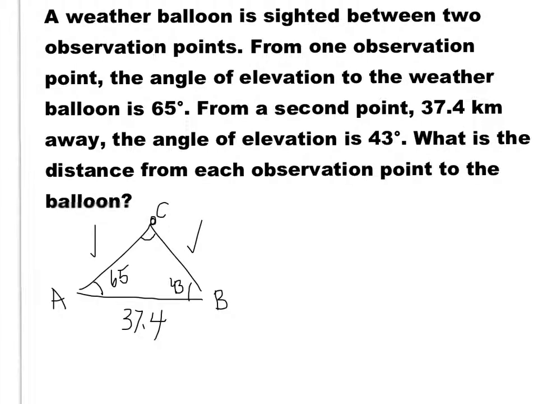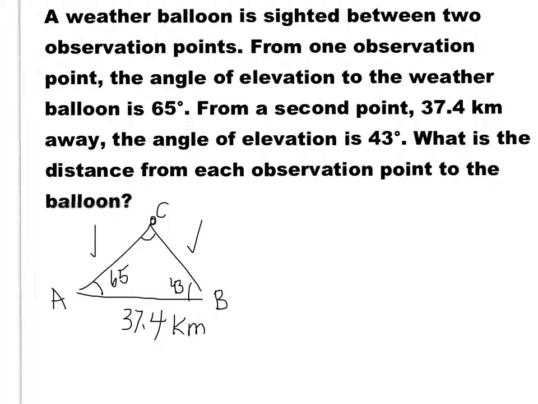Okay, so now you have two observation points A and B, which I drew there, and a balloon which is at point C. The angle of elevation from observation A is 65, from observation B is 43, and the distance between A and B is 37.4 kilometers. I have to find the distance AC and BC. To use the sine law, I need to have two angles and a side in front of it, or two sides and an angle in front of one of them.